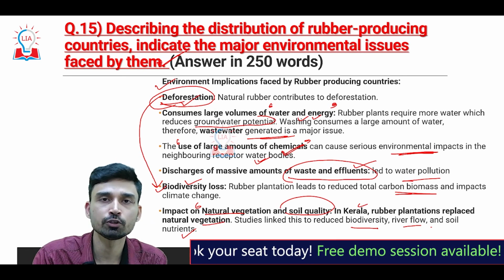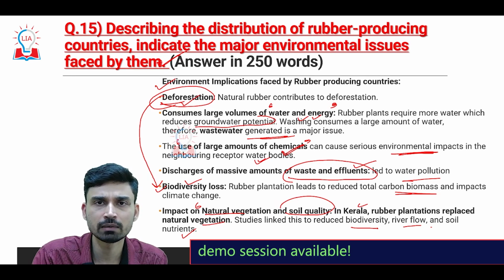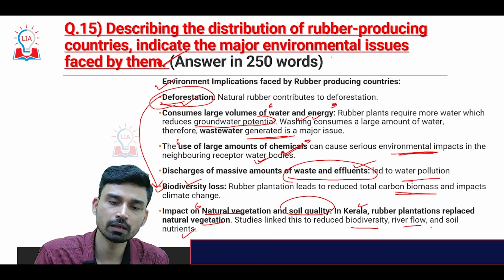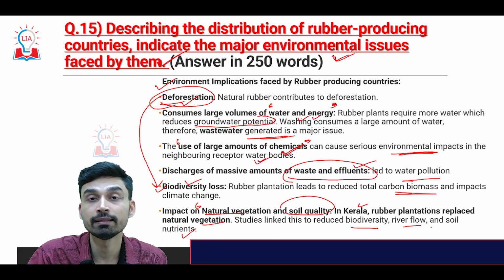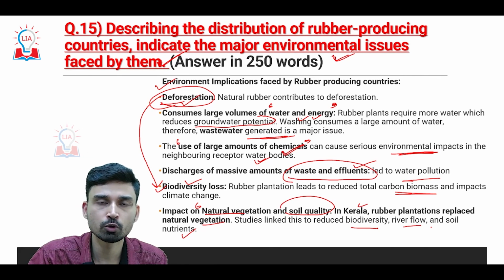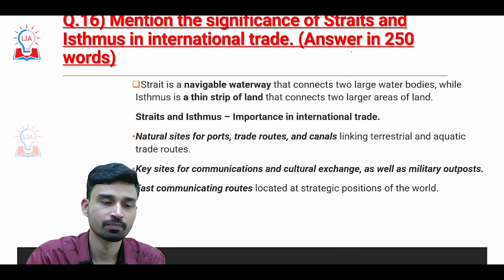So in the end, you should conclude that we should try to shift towards synthetic rubber, or we can also give alternatives on what more methods can be adopted so that the environmental challenges faced by the rubber industry can be mitigated. So the way forward could be your general conclusion. That should be the end of this particular answer.